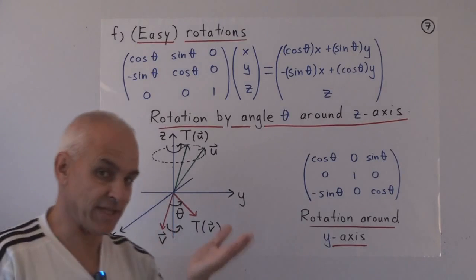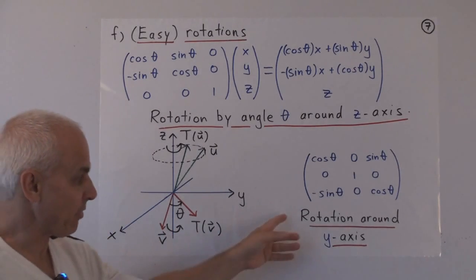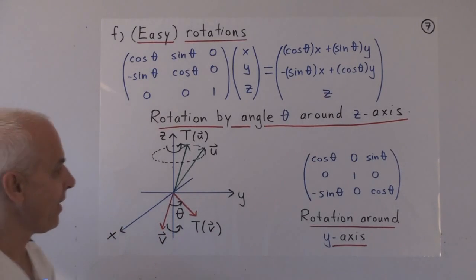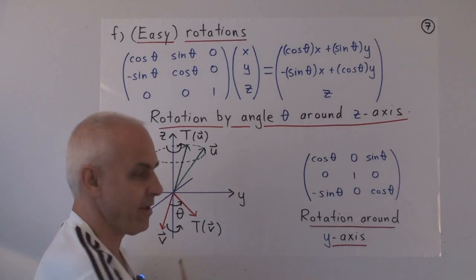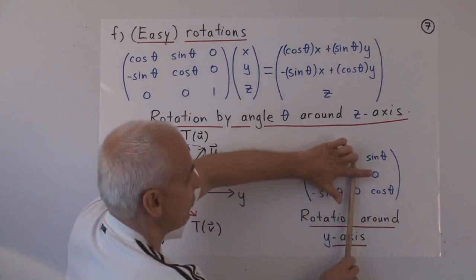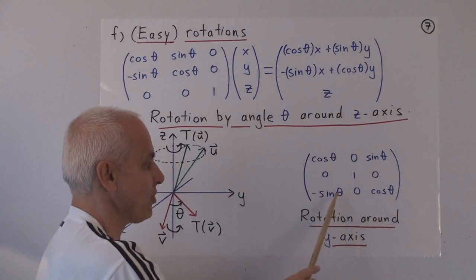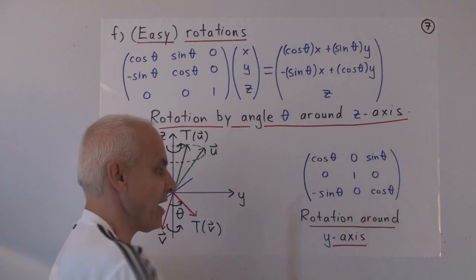But we don't have to choose the z-axis, we can choose other axes too. Here's an example of what a rotation around the y-axis looks like. It's the same kind of form, except that now there's a 1 in the middle there corresponding to the y-coordinate. And if you remove the row and column through that 1, then you still get this 2x2 rotation matrix, cos theta, minus sine theta, and cos theta.